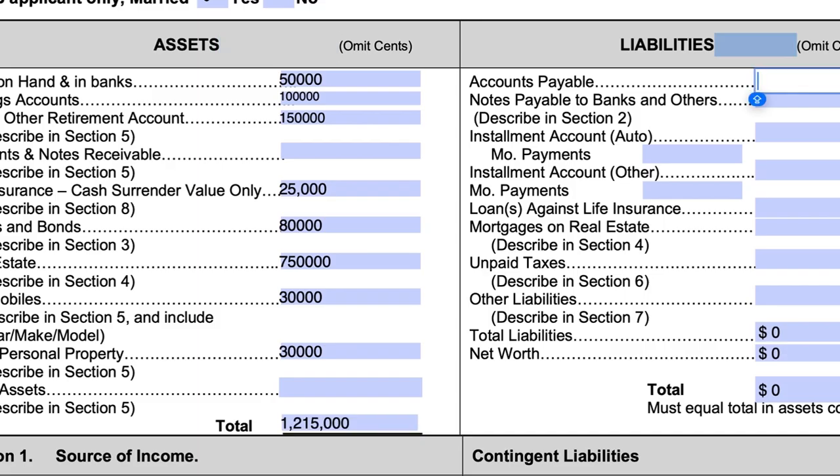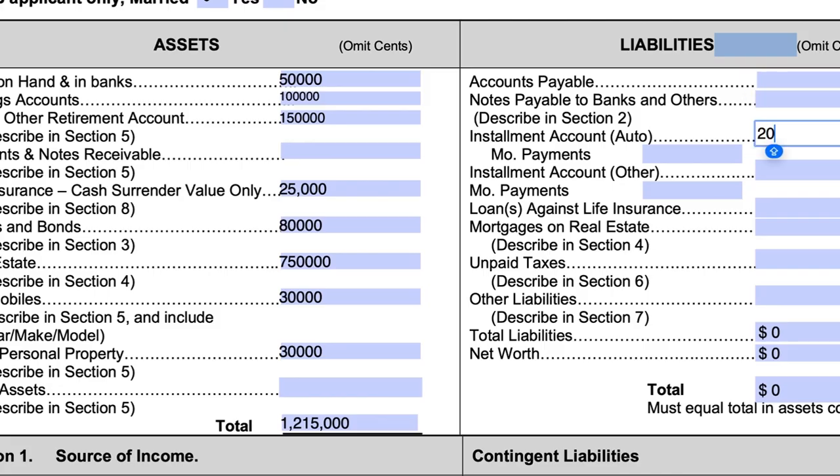Now, for accounts payable, I'm not going to put nothing there. For payable to banks or any others, that's like maybe personal loans you got or things like that. I'm not gonna put nothing there. All right, installment auto loans. Okay, I'm gonna put something there.